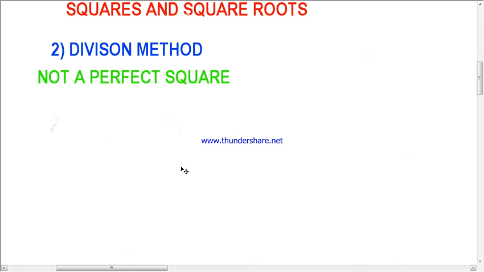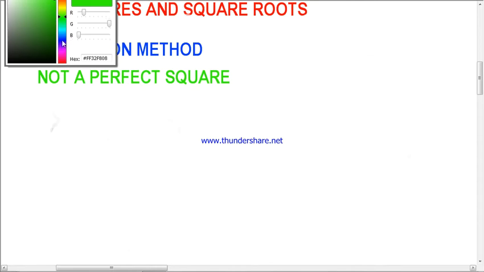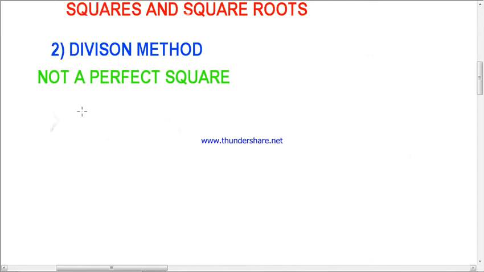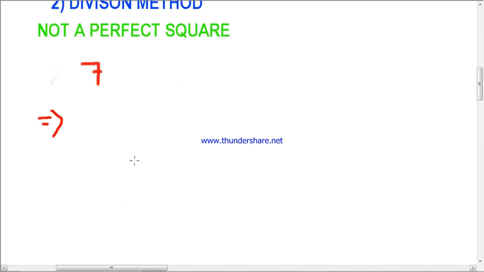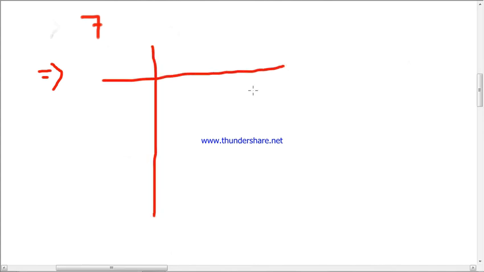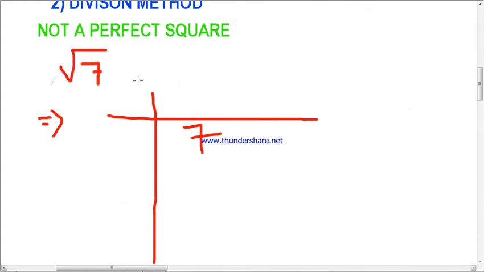Okay, so let's take one number. Let's say 7. Is 7 a perfect square? Definitely not a perfect square, correct? No. Let's find this answer with the help of the division method that we have learned. The question will be asked like this: find the square root of 7 up to 2 places of decimal or 3 places of decimal.